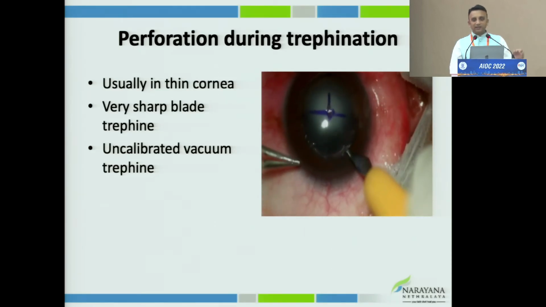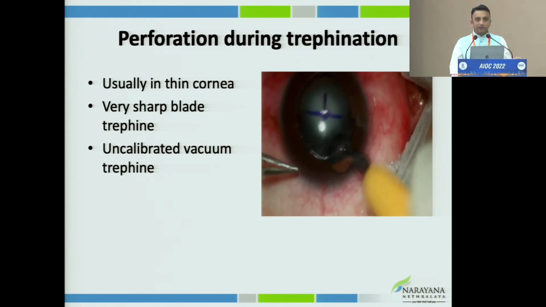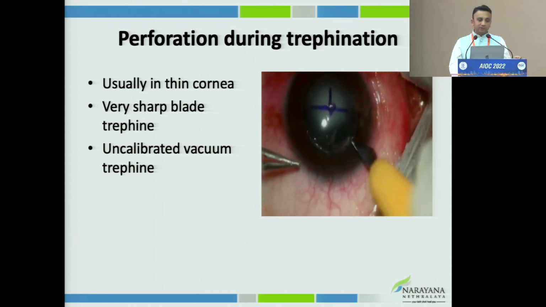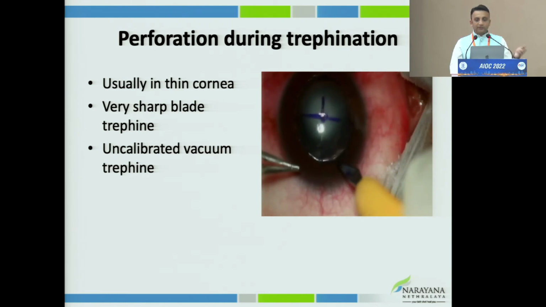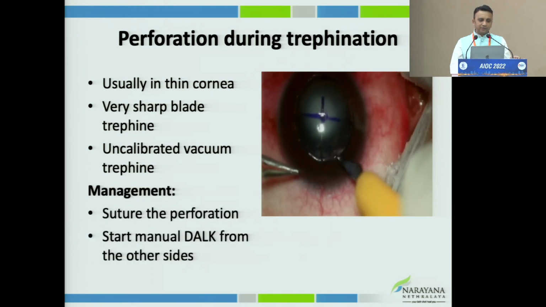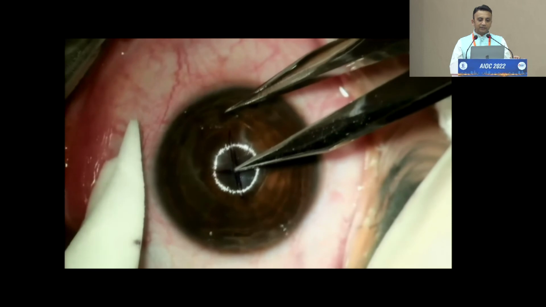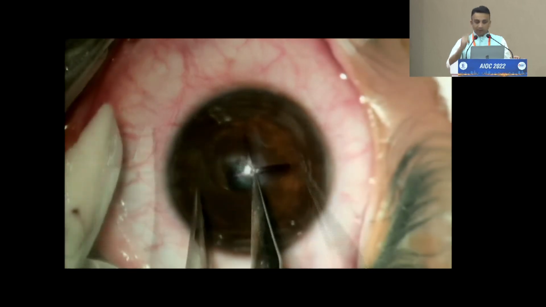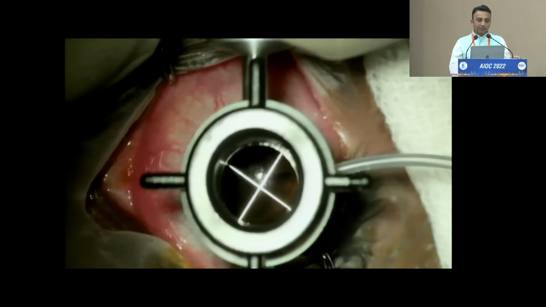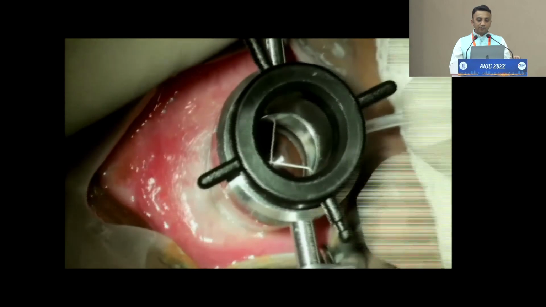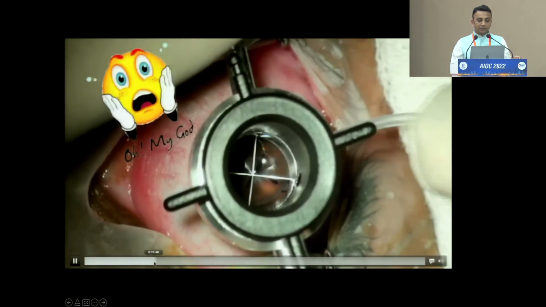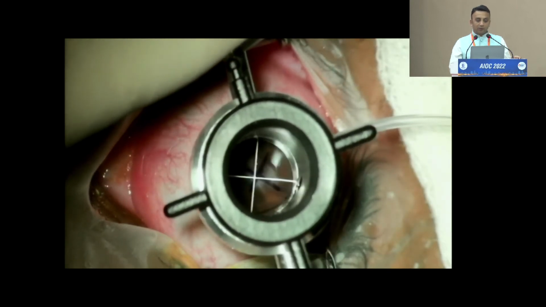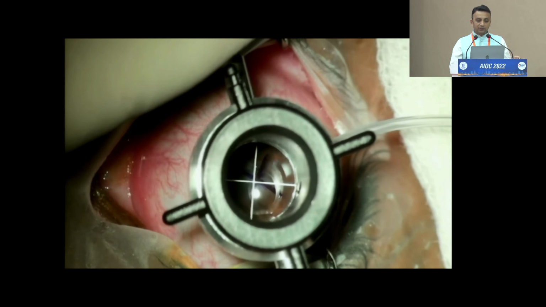If it's a very thin cornea and we try to manually deepen the trephination mark, you can end up in perforation. In such a case you possibly can go for a manual dissection from the opposite side and it can still work. Similarly, in one case I'm showing, with an uncalibrated trephine I ended up having a perforation which was pretty large, almost 200 degrees.